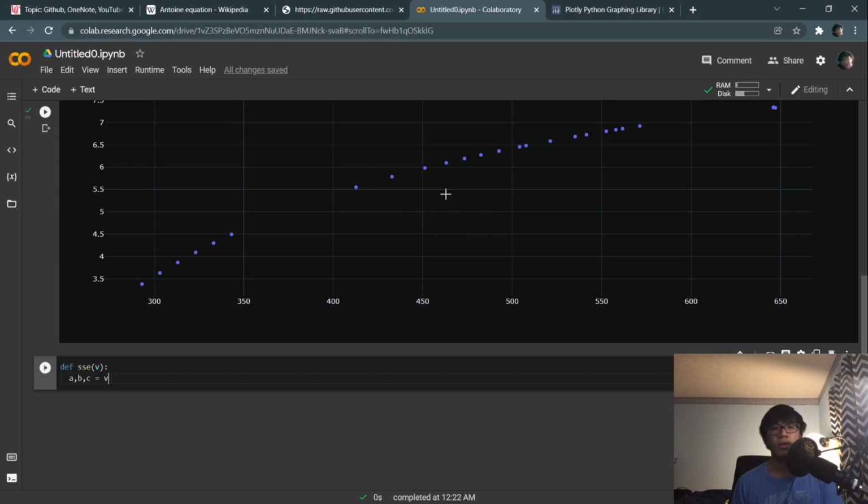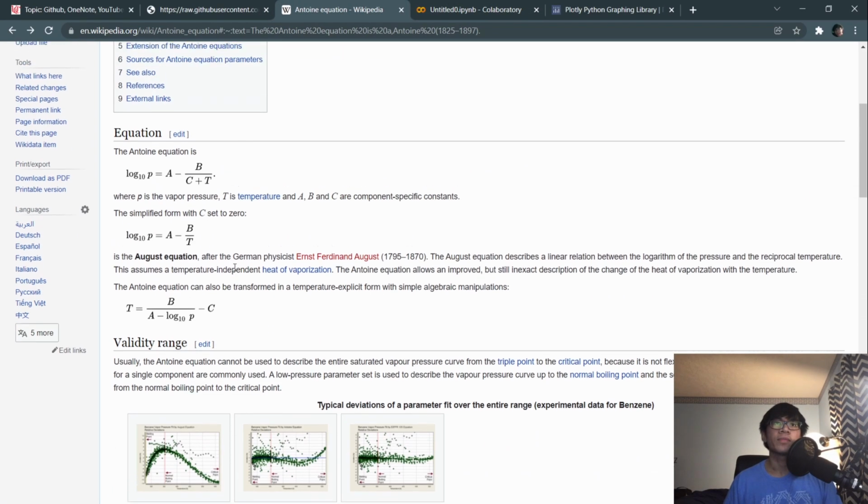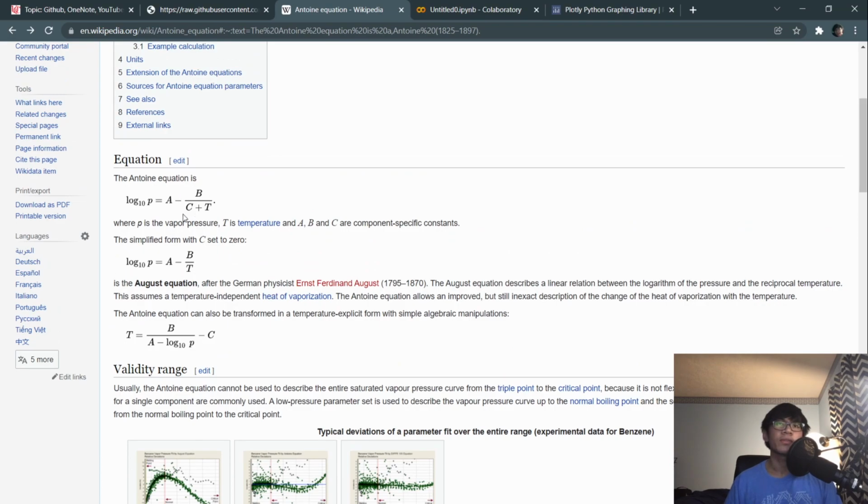The next thing we want to do is minimize. We want to minimize the difference between our model and our data. So let's go ahead and get that sum square error. What is the sum square error? So we'll go back. Here we go. A minus B over C plus T.